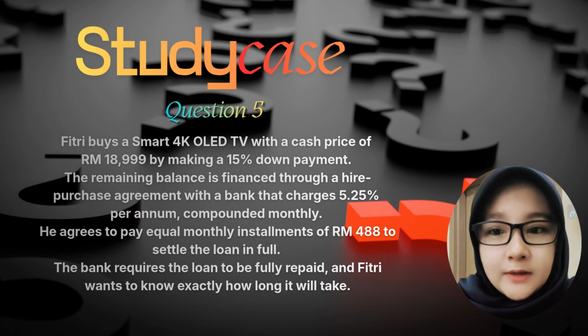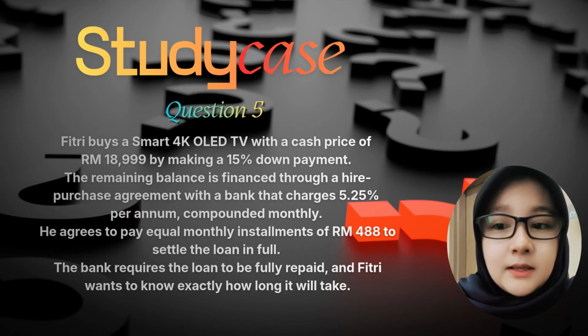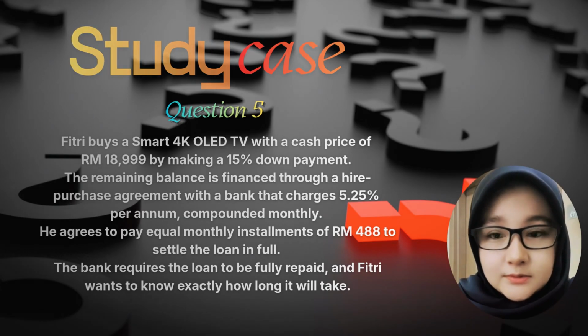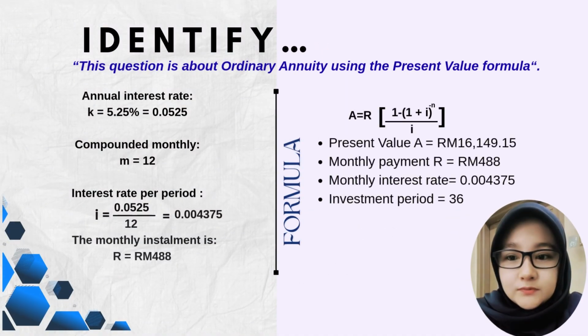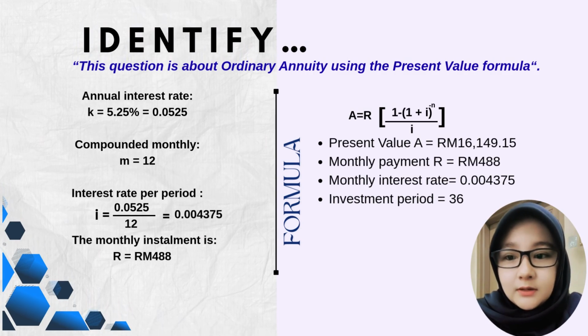Next, we identify the type of question. This is an ordinary annuity problem because the payments are made monthly at the end of each period. So, we use the present value of ordinary annuity formula.